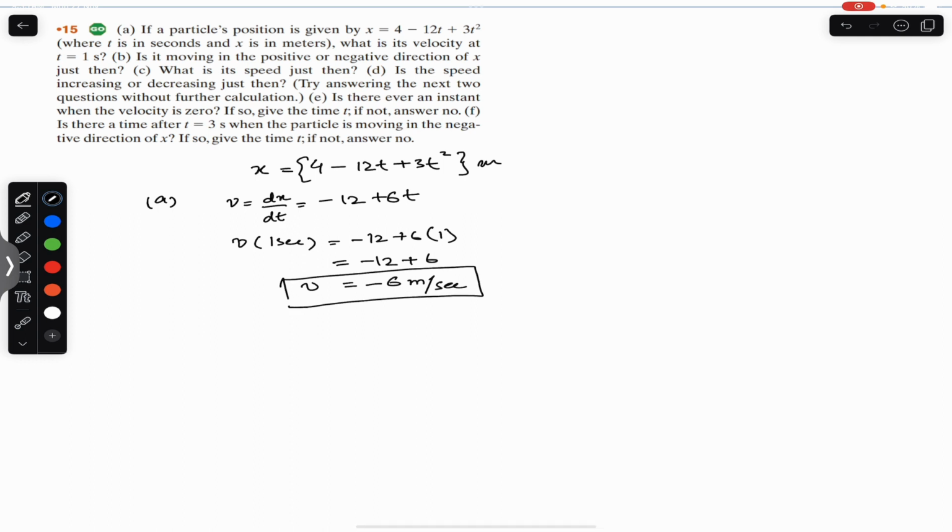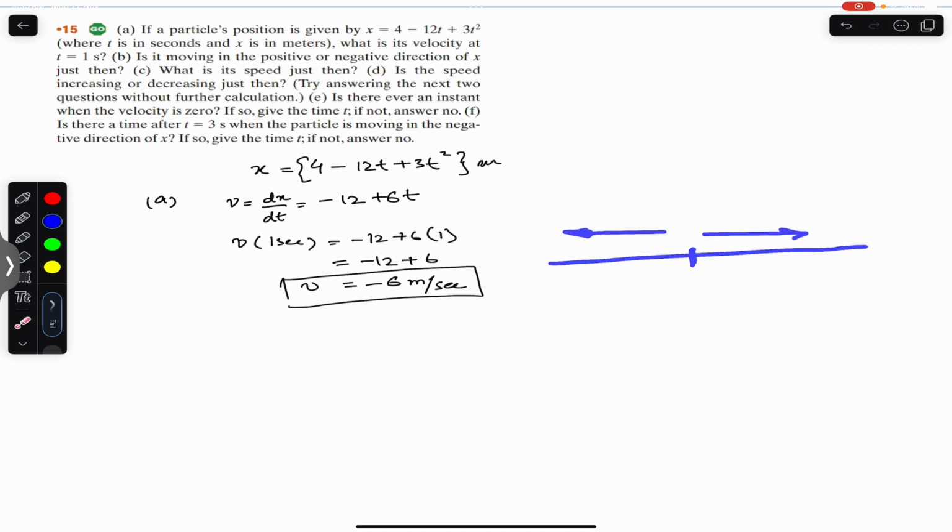Now in the second part, is it moving in the positive or negative direction of x? As we can see, the velocity is negative, so the particle is moving in the negative direction of x. Let's say this is the position line and towards the right is positive, then towards the left is negative. So the particle is moving in this direction. So in part B, we will say that it is moving in the negative direction.